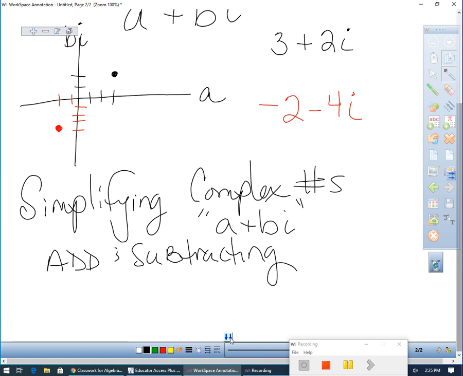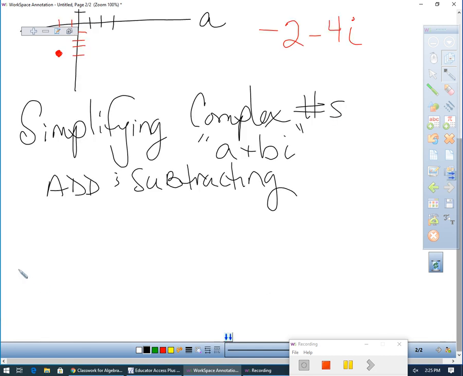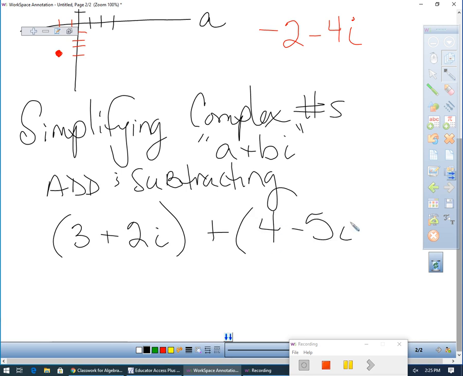So, if I am adding two complex numbers together, let's say I have 3 plus 2i plus 4 minus 5i. When you are adding them, you are just combining like terms. So we add the 3 and 4 together, so we get 7. Then we add 2i and negative 5i, so we get negative 3i.